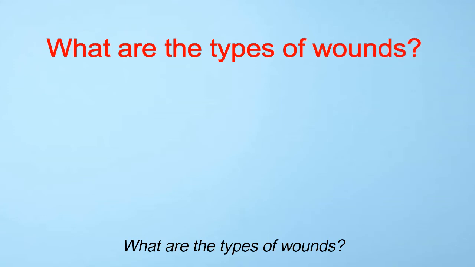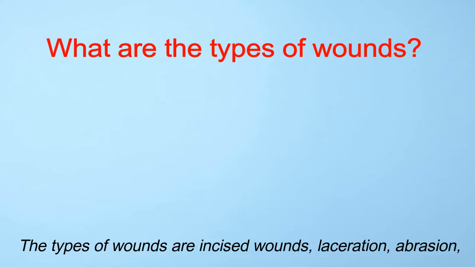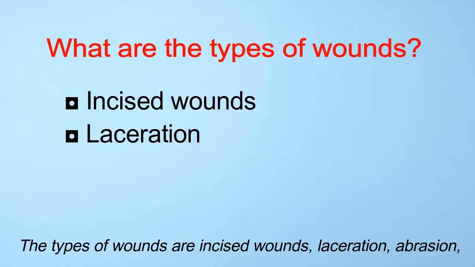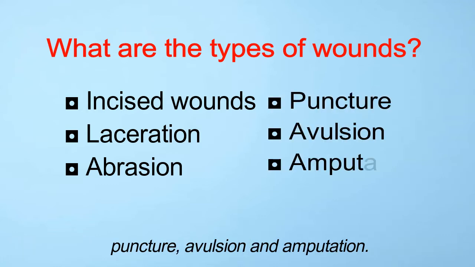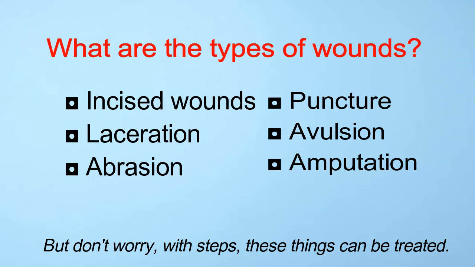What are the types of wounds? The types of wounds are incised wound, laceration, abrasion, puncture, avulsion, and amputation. But don't worry, with these steps, these things can be treated.